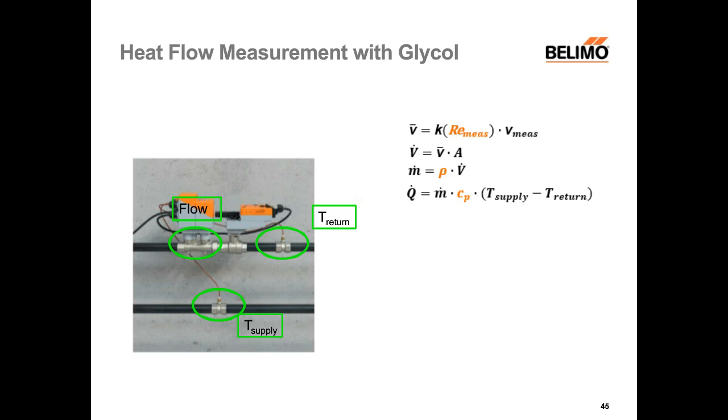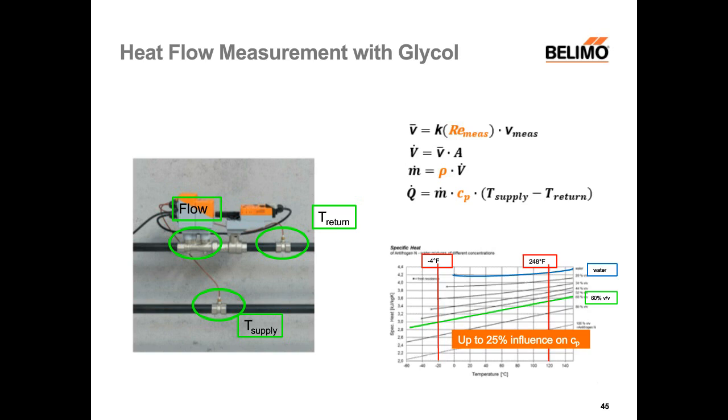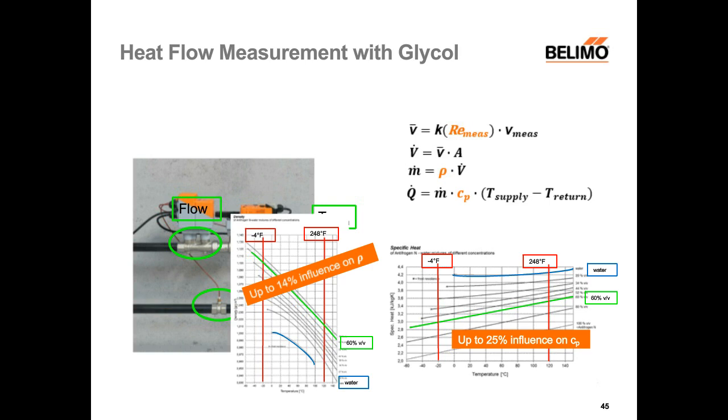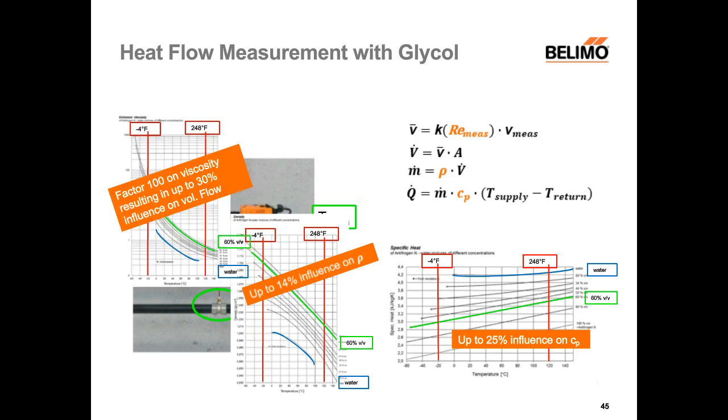Now, we have an influence of the glycol on the heat capacity, 25%, on the density, 14%, and from the viscosity, there we have a factor of 100, resulting in an error of 30% or an influence of 30% on the volumetric flow. That means we really must know the concentration of glycol we have in our system. Therefore, especially in case someone dilutes it, as we see, is quite common.